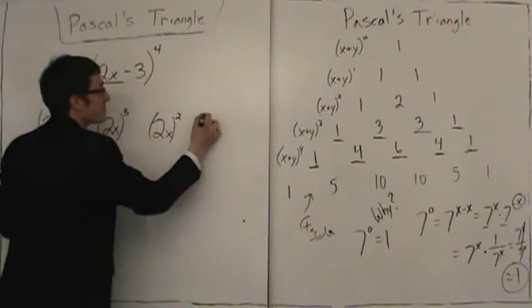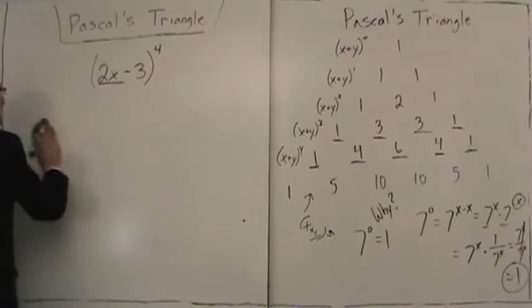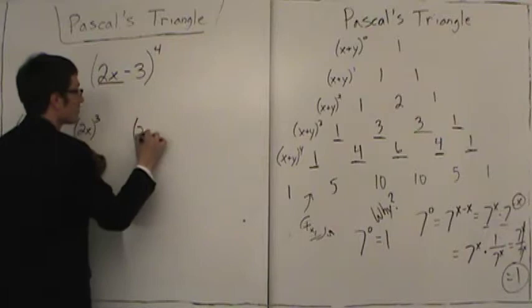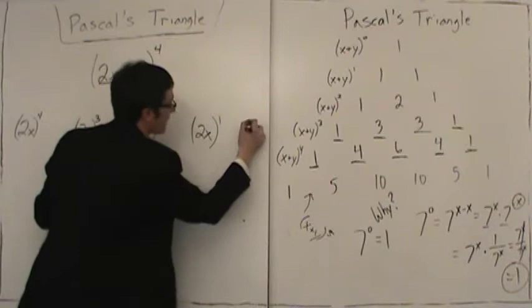I'm running out of space. Let me try it again. 2x quantity to the 4th, 2x quantity to the 3rd, 2x quantity squared, just trying to get my spacing right, 2x quantity to the 1st, 2x quantity to the 0.